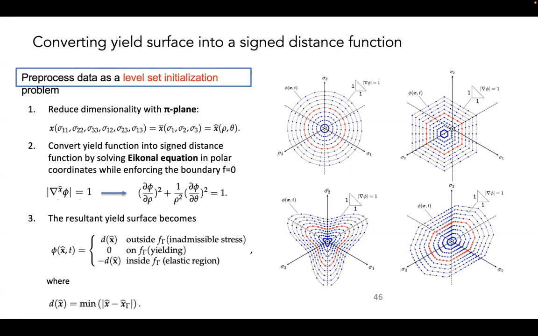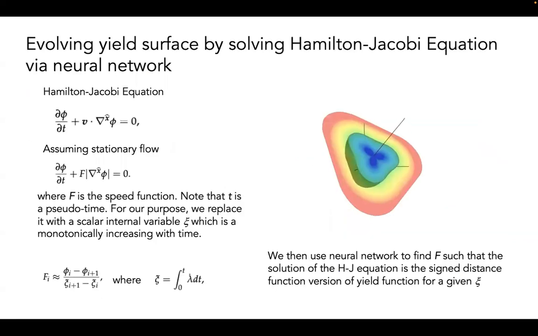Once you have the training data, the learning is pretty simple. Just use Sobolev learning, and then you can get a shape that is ready to be put into the finite element. The next thing I want to talk about is the evolving. The level set representation doesn't only give you a way to represent the yield surface. It also helps with evolving the yield surface.